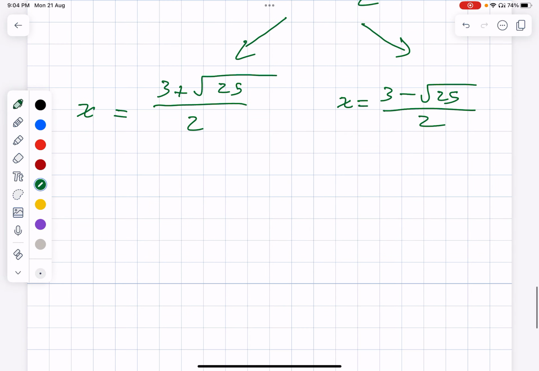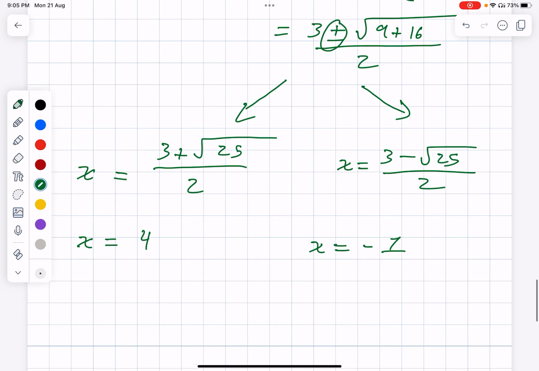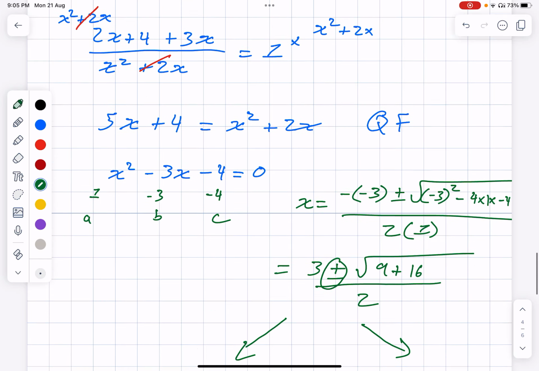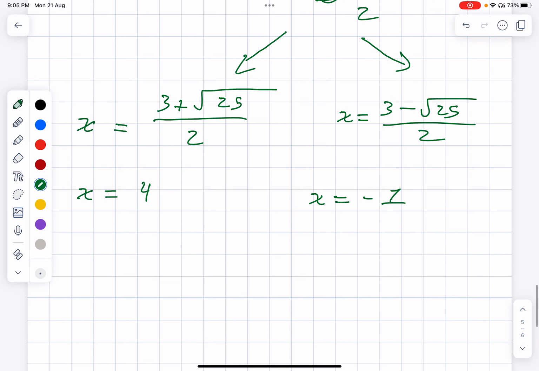The answer will be as follows. The square root of 25 is 5, so 3 plus 5 is 8, and 8 divided by 2 results in 4. On the other side, you'll get x equal to 3 minus 5, which is negative 2, divided by 2, giving negative 1. As simple as that. And if you want, you can go back to the question at the beginning and check it for yourselves.